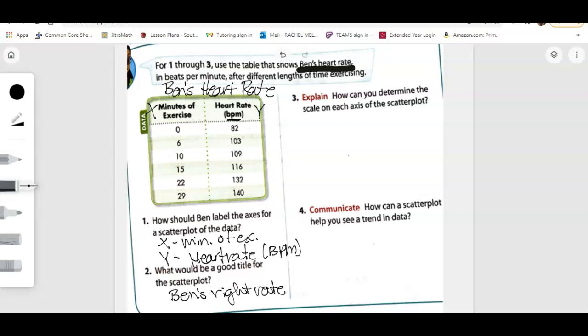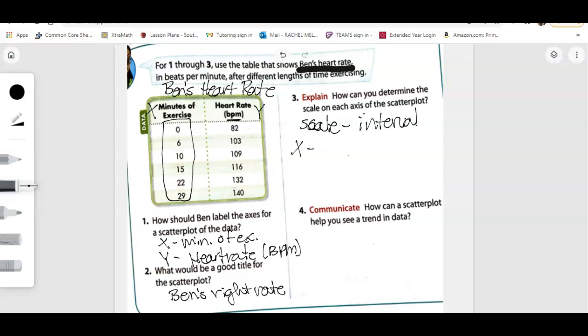All right, number 3, explain. How can you determine the scale on each axis of the scatter plot? Remember, the scale is also the interval. So let's think about the x-axis. What's the smallest number on the x-axis? It would be 0, right? What's the biggest number? 29. So your graph needs to have at least up to 29.